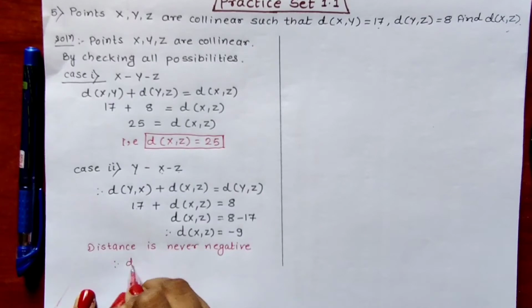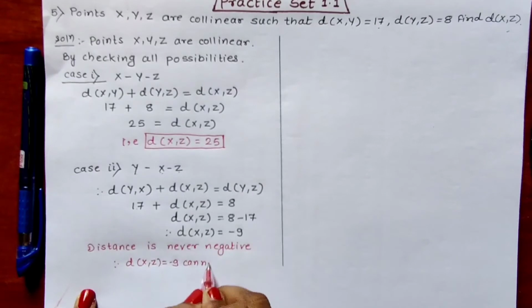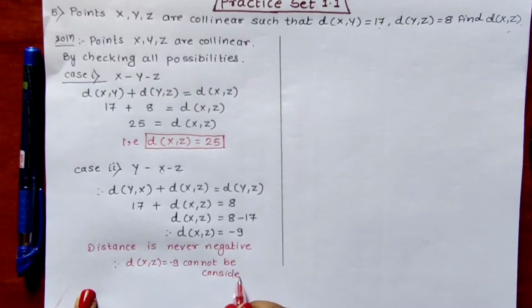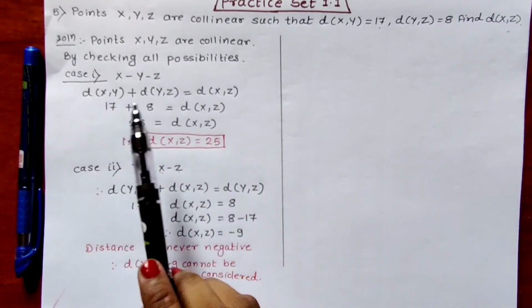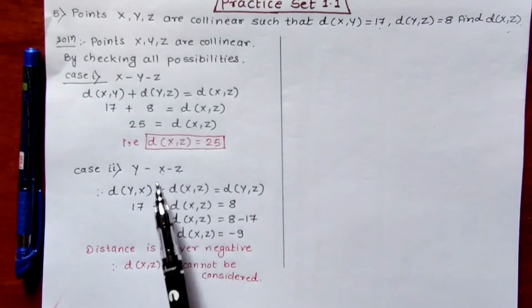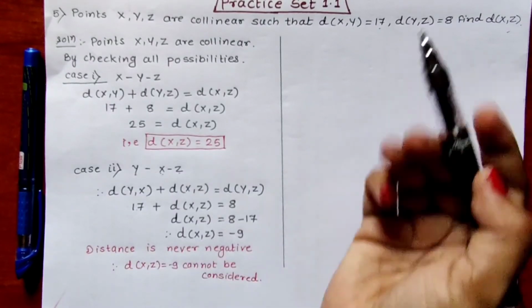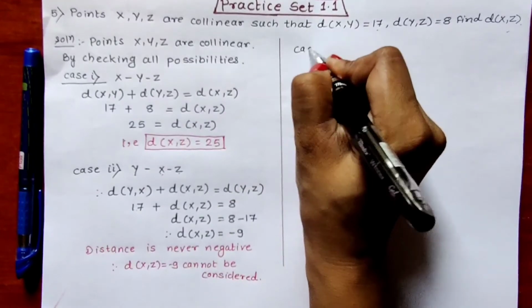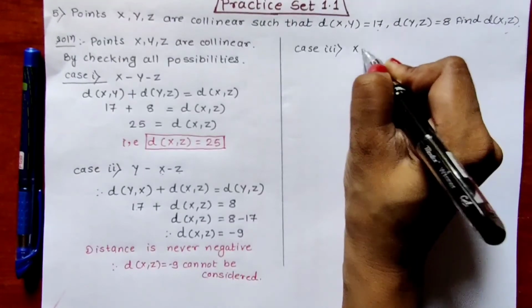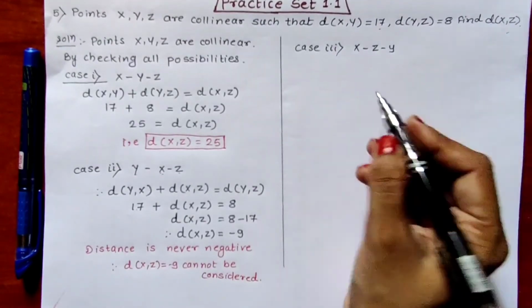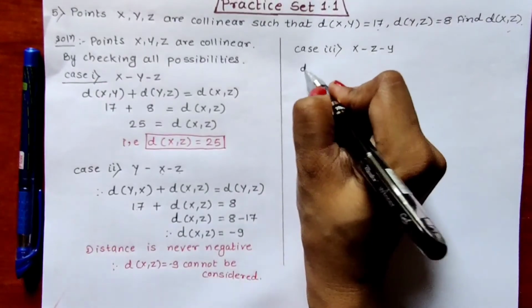And therefore distance xz is equal to minus 9 cannot be considered. Okay, now let us see the third case. In the first case we have taken point y in between. In the second case we have taken point x in between. Now the third case will be: we have to take point z in between x and y, X dash z dash y. Okay, now let us write the next step.